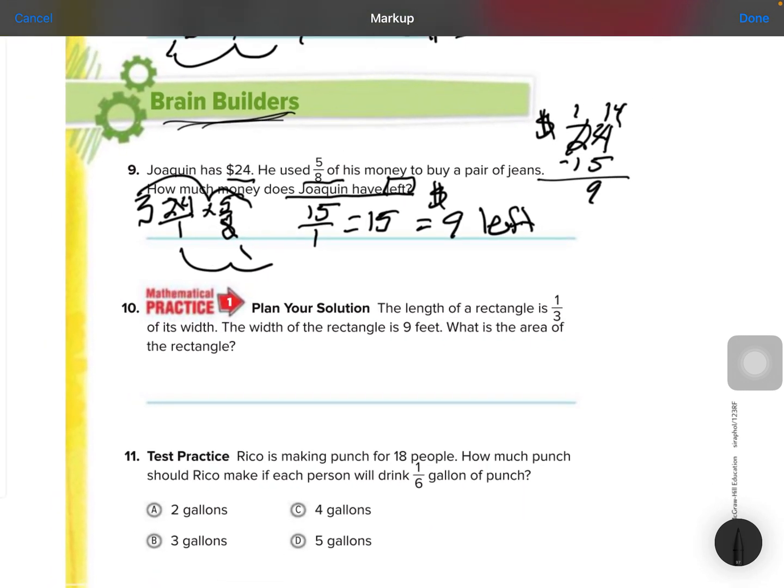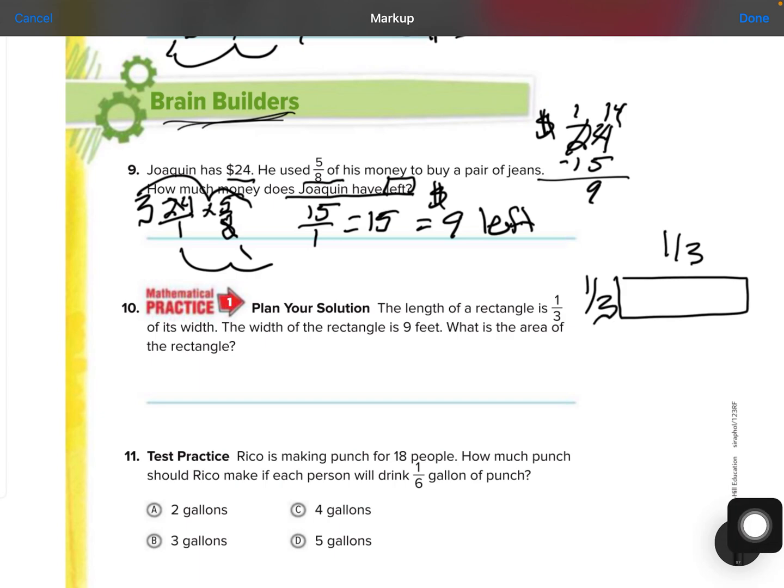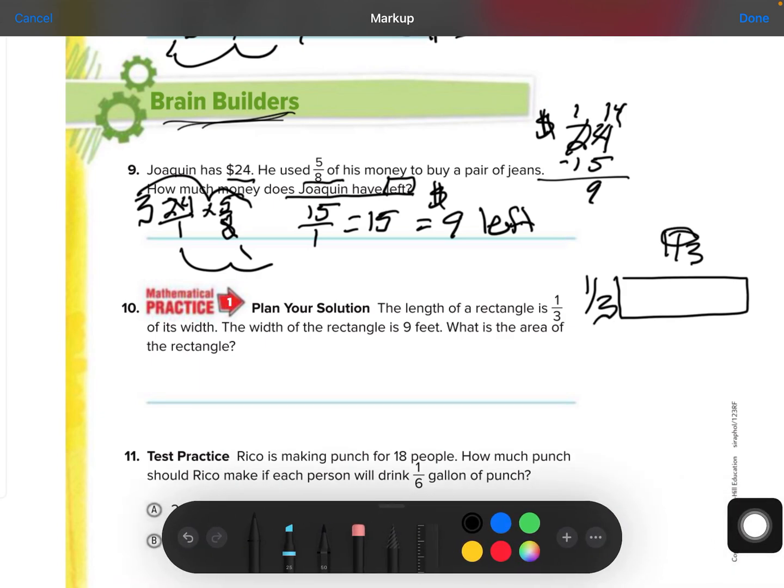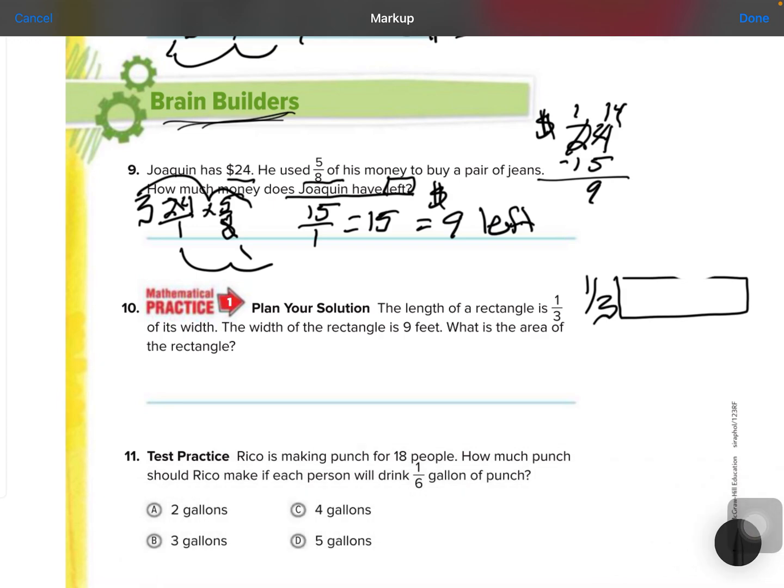Welcome to Brain Builders. There's always more than one step. Plan your solution. The length of a rectangle is 1/3. So let's draw a rectangle. Okay, so the length is 1/3 of its width. Actually, that should go right there. Whoops. I'm trying to erase, not draw more. There we go.